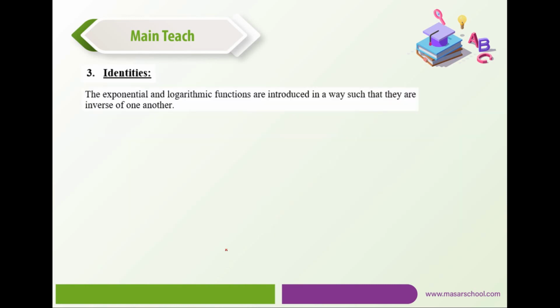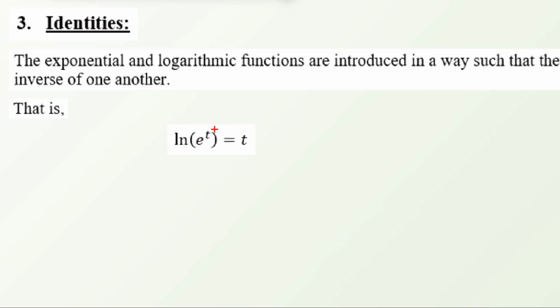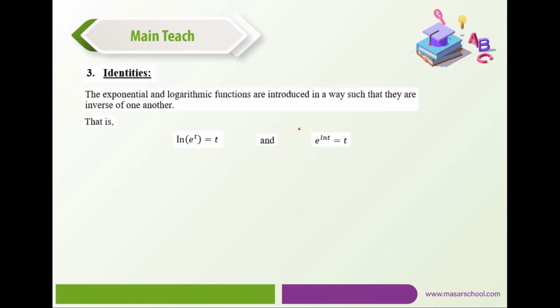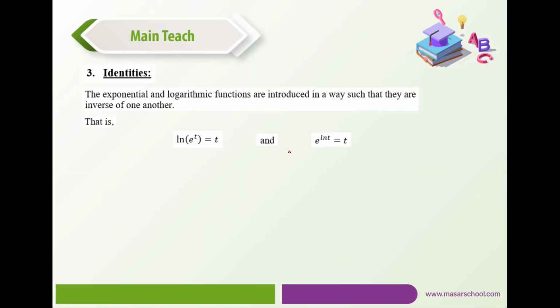Alright, so let's introduce some identities. Section 3, the exponential and logarithmic functions are introduced in a way such that they are inverse of one another. That is, the ln, the logarithmic, and the exponential functions are inverse of each other, so they cancel. Because here we have ln of e to the power of t, so they cancel, that would be simply t. And the other way around, e to the power of ln t would be t, because ln and the exponential would cancel as well.